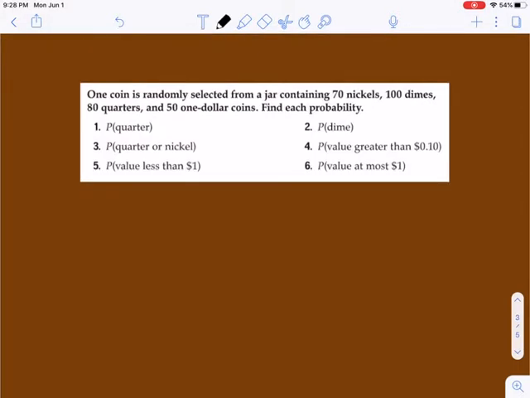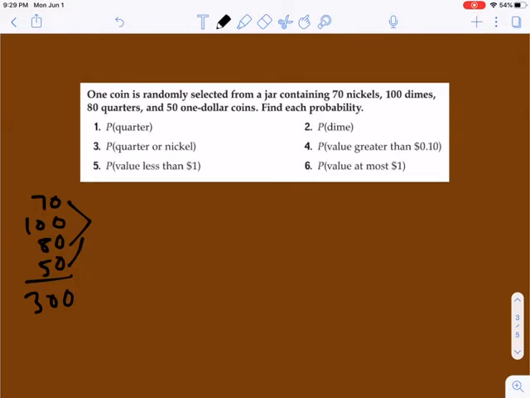So we're going to look at all that. All right, let's look at a couple problems. One coin is randomly selected from a jar containing 70 nickels, 100 dimes, 80 quarters, and 50 $1 coins. Find each probability. The first one is the probability of picking a quarter. The first thing we need to figure out is what the entire sample space is, like how many. We've got 70, 100, 80, and 50. If I add that up, 70 plus 100 is 170, plus 80 is 250, and then adding 50 gives 300. So we have 300 coins all together.